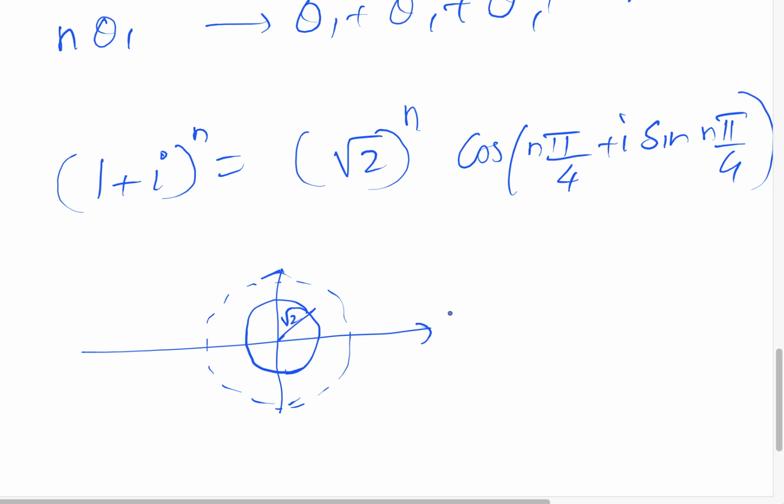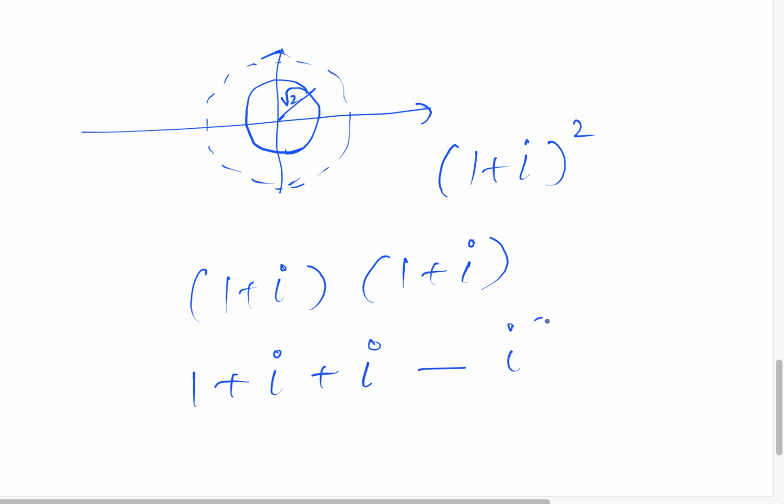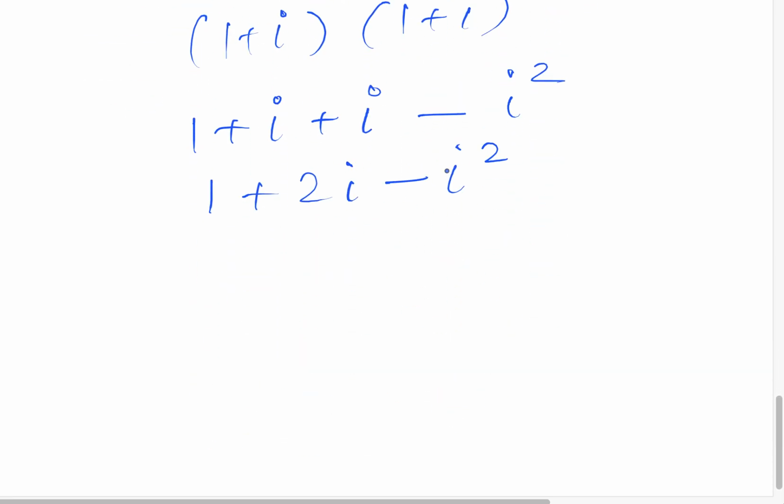Correct? So for example, if I have to do 1 plus i squared in the Cartesian form, I'll have to do 1 plus i times 1 plus i, which is 1 plus i plus i plus i square, 1 plus 2i plus i square, and i square is minus 1. So 1 and minus 1 get cancelled, and the answer is 2i. So I know that it is resulting in only an imaginary number.